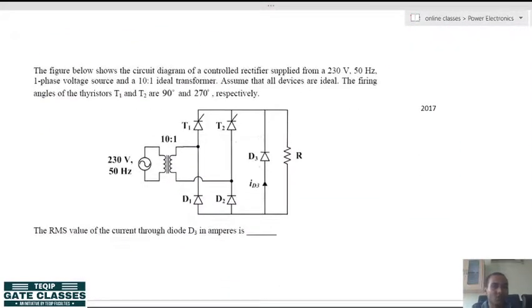So let us move on to the next question. Here you see again, if you see this circuit, this is a semi converter, and the supply is 230 volt, 50 hertz.